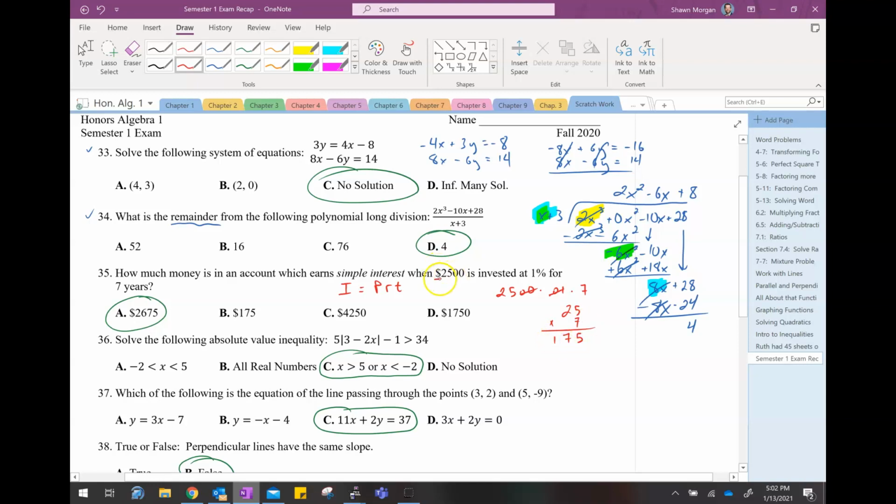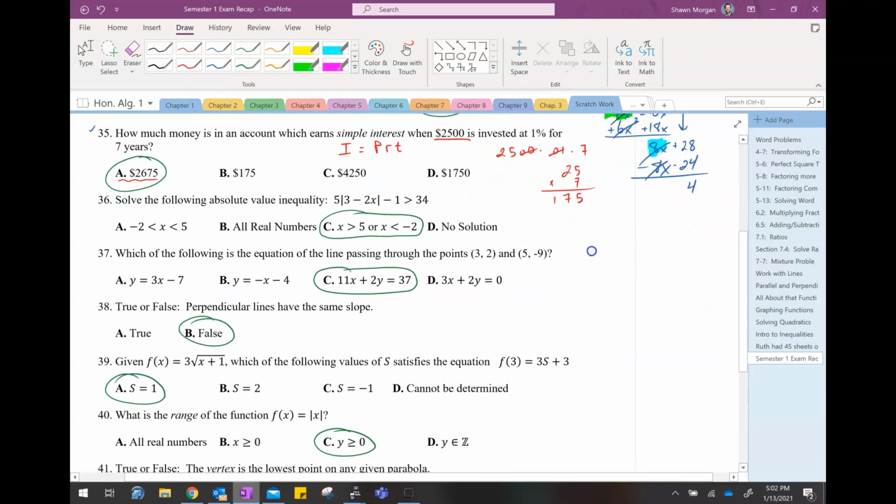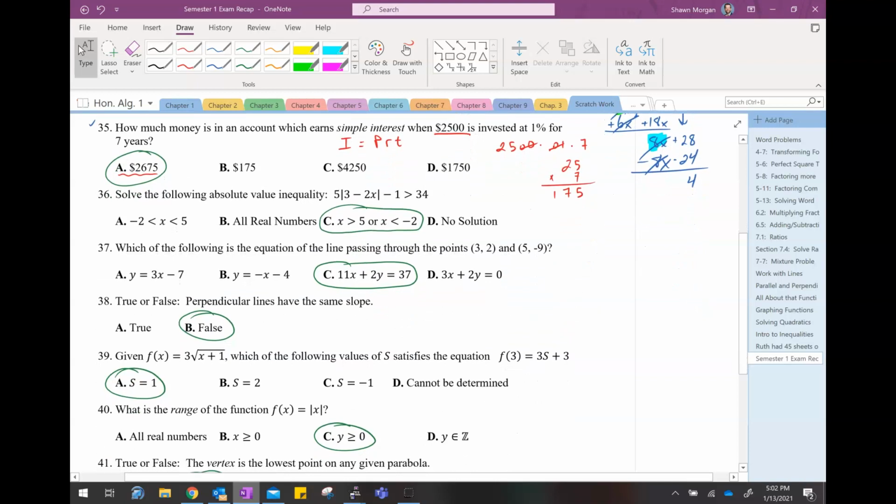Adding on to, it says how much money is in the account after 7 years, so of course I get to keep that principal investment, so 2,500 plus 175 gets me that 2675. That one really, if you knew your formula, you were good to go on that one. Some of the more common mistakes stemmed from not changing the decimal version of that percent.